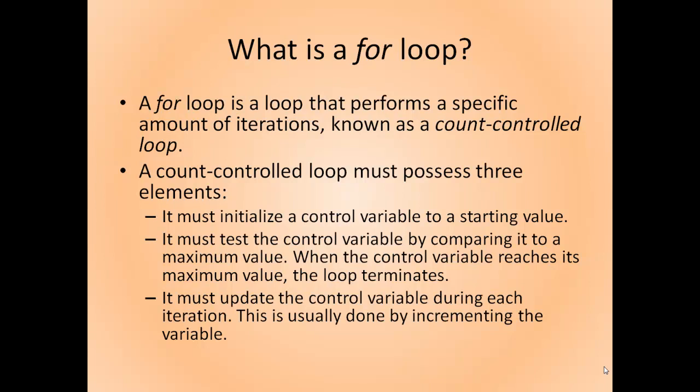It must initialize a control variable to a starting value. It must also test the control variable by comparing it to the maximum value. When the control variable reaches this maximum value, the loop terminates. Finally, it must update the control variable during each iteration. This is usually done by incrementing the variable.